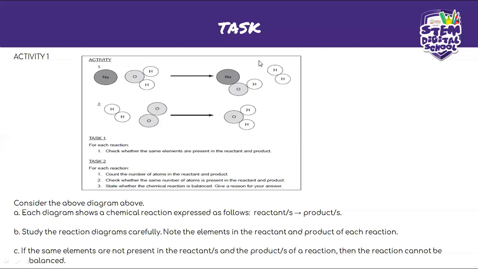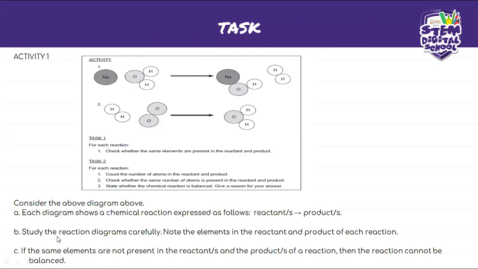You see, there is activity 1 there. What you do is check through and then answer this question. Task 1 is about checking whether the same elements are present in the reactant and product. Now you have to use this clue. Consider the above diagram. Each diagram shows a chemical reaction expressed as reactants giving us products.